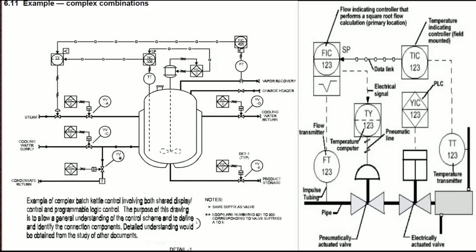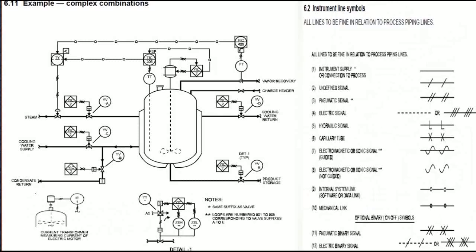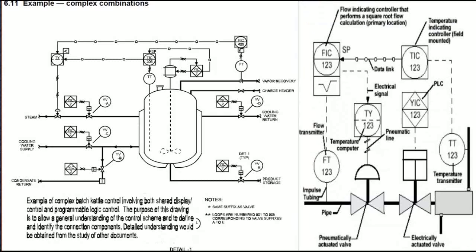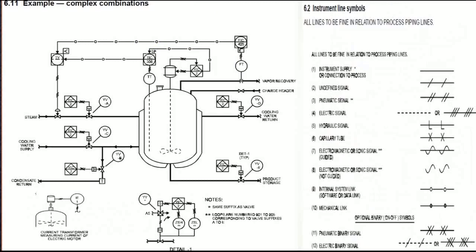So let us proceed here. We have also here the instrument line symbols. So let us come with a line. I forgot to mention also this one. The SP is a set point. So here, let us come with the line. As you can see here, this line is an internal system link, software or data link.